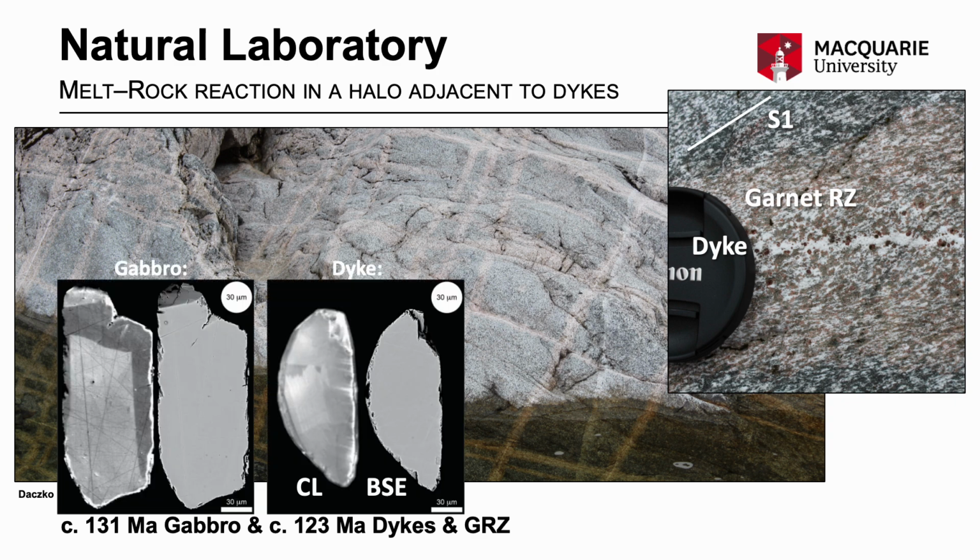The circa 131 Ma zircon in the gabbro and the circa 123 Ma zircon in the dike are relatively pristine in terms of microstructures, suggesting that they haven't been particularly modified. But what about zircon in the garnet reaction zones? What were the effects of melt-zircon reaction there?